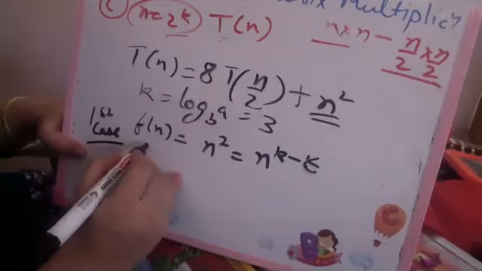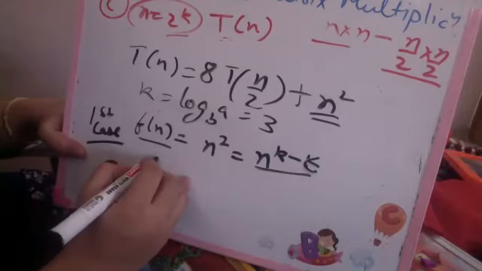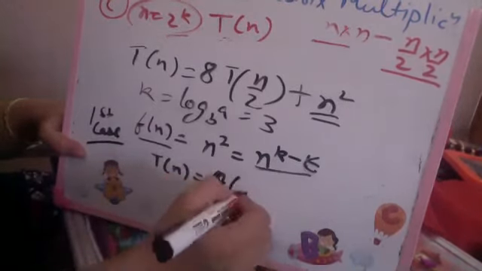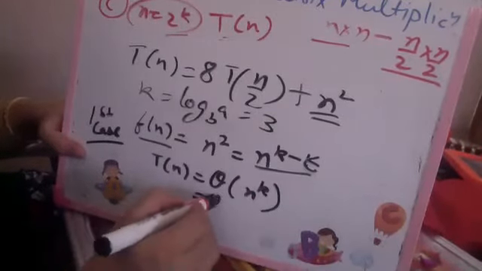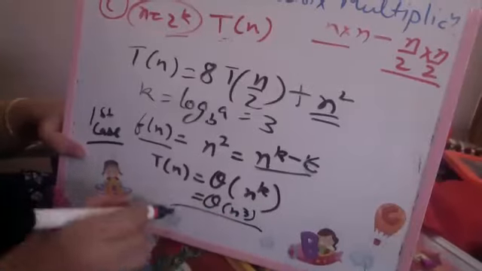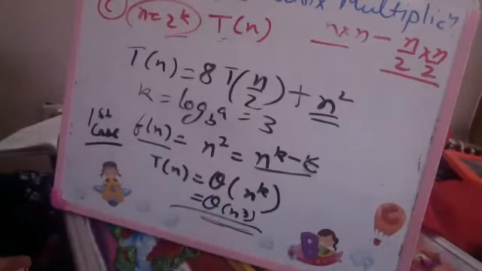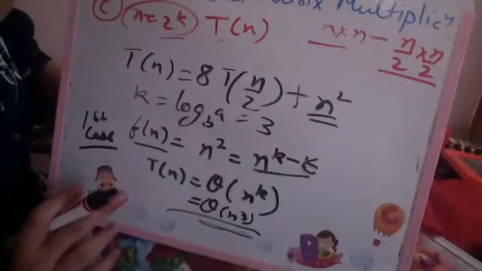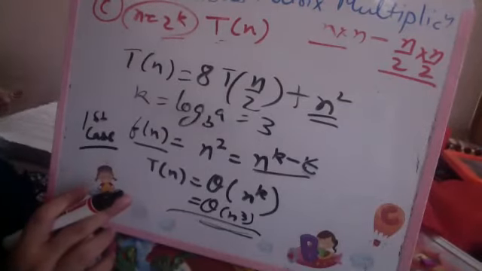In case the first case is satisfied, what is Tn? Theta of n raised to the power k. Theta of n cube. So the complexity of matrix multiplication comes out to be n cube, without using any particular algorithm. Yes, no?